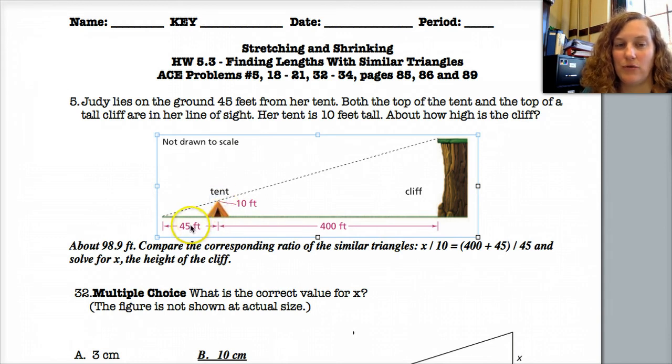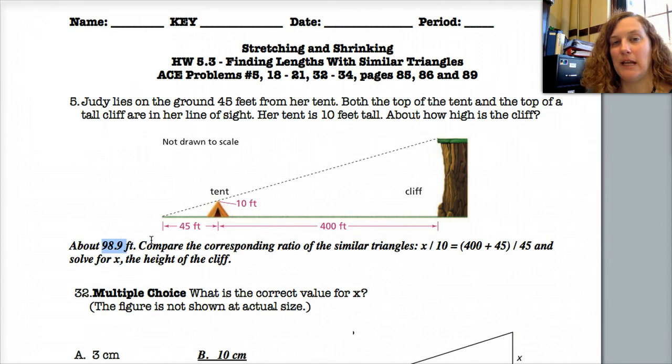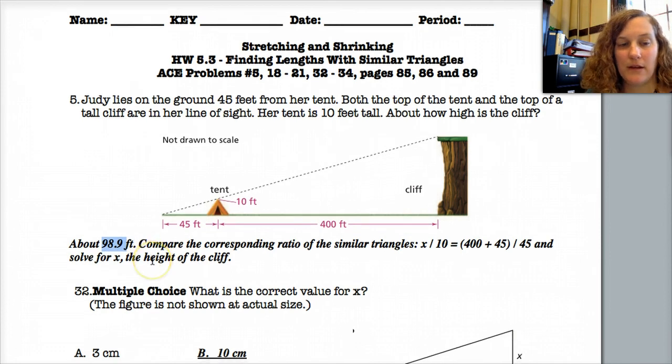So 10 over 45 equals x over, now we need the whole distance from the cliff to where she's laying, so you have to add the two together, 445. So again, 10 over 45 equals x, our unknown, over 445. If you do your cross multiplication and divide, you end up getting that it's about 98.9 feet.